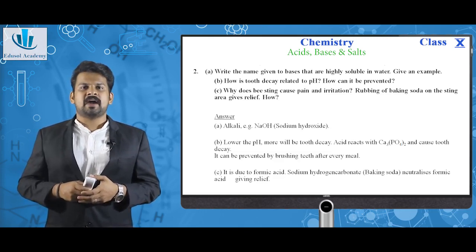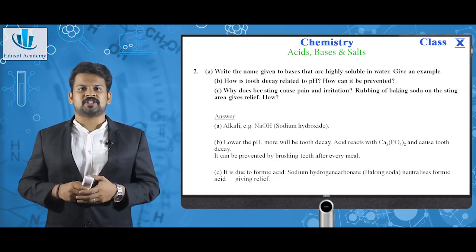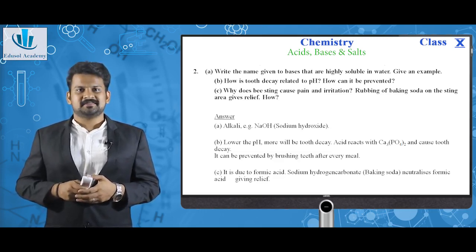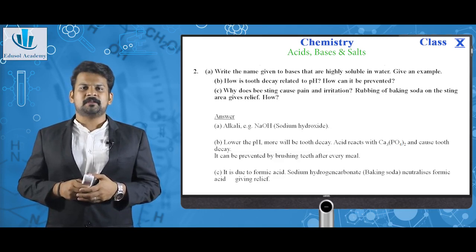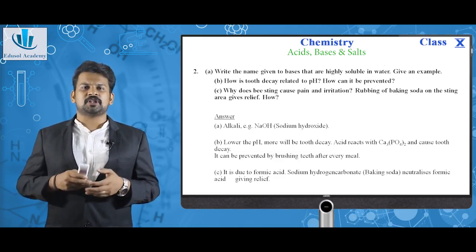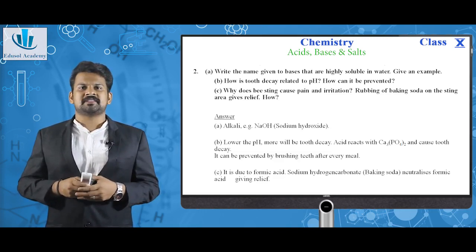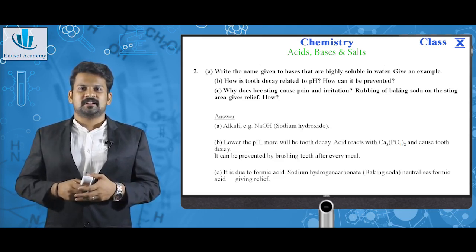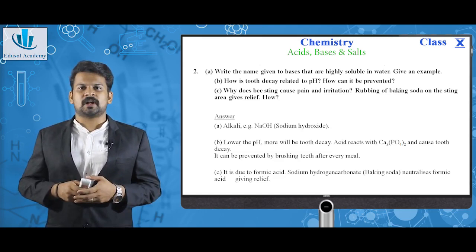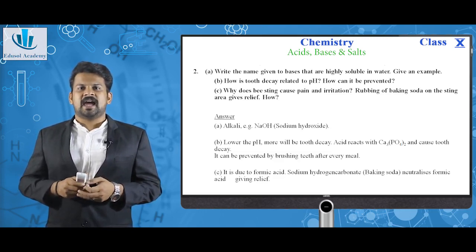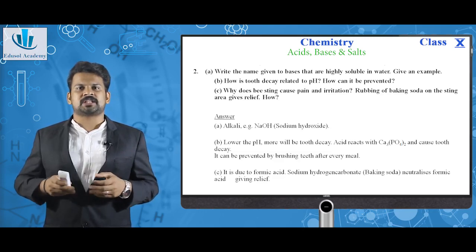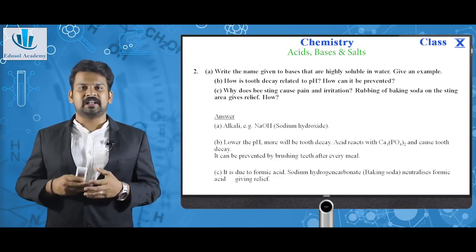Next question, why does a bee sting cause pain and irritation? Rubbing baking soda on the sting gives relief. It is due to formic acid. As a defense, the bee emits formic acid into our skin. That formic acid causes pain and irritation. While rubbing baking soda, sodium hydrogen carbonate acts like a mild base to neutralize the acid, and a neutralization reaction occurs that gives us a small relief.